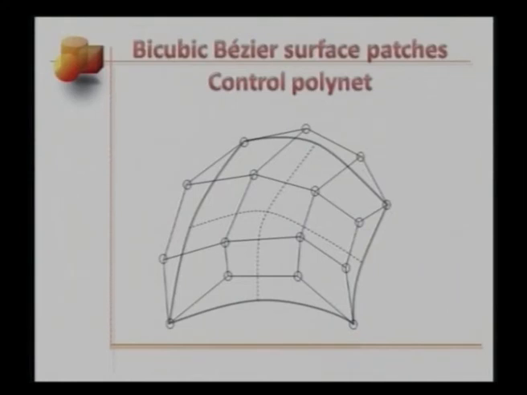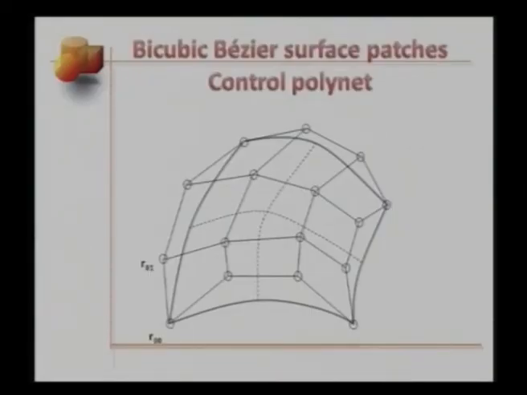This could be boring, but let me go through the nomenclature of these design points again, because as a designer, the order in which these design points are specified can be important. So the first point is R00, R01, R02, R03. So this curve here corresponds to the u value equals 0 and the v value progressing from 0 to 1.